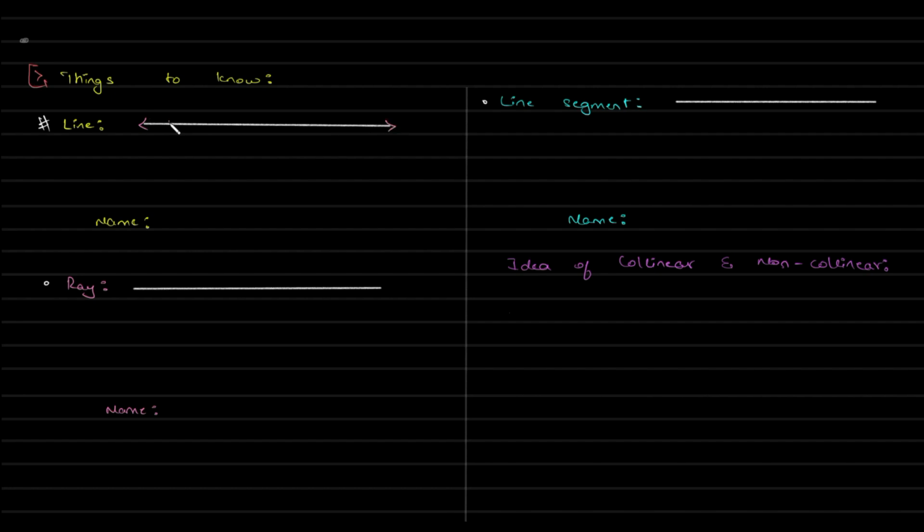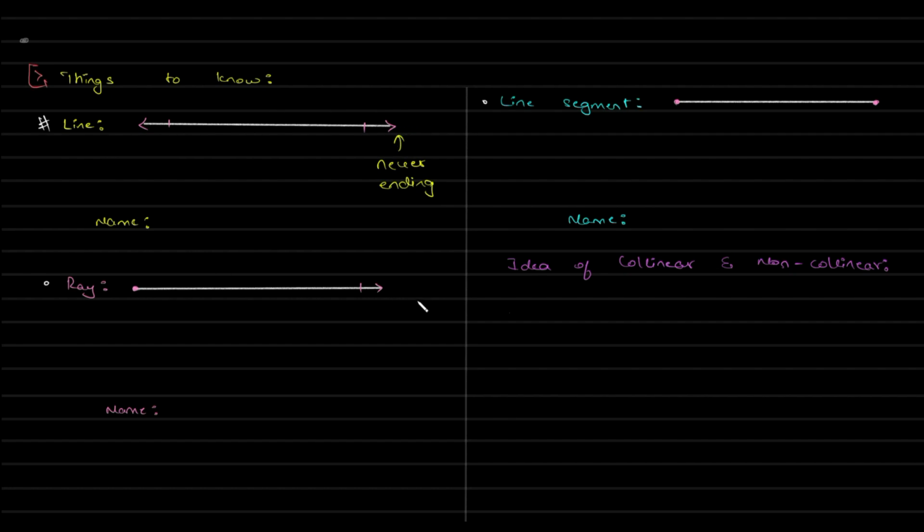If I do this, it becomes a line. If I do this, it becomes a ray, and this is a line segment. So what is the difference? The presence and the absence of the arrow. So what does this arrow indicate? Never ending. So a line is one which will never end at both ends.